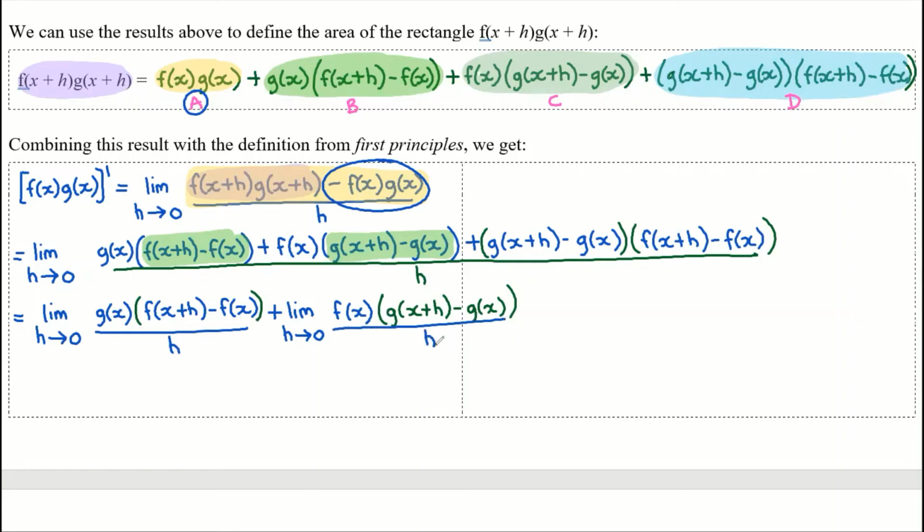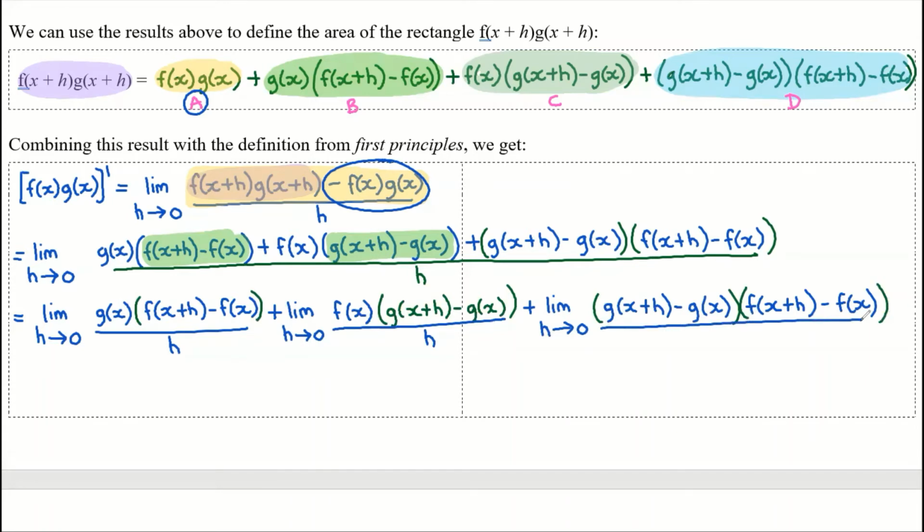Okay, and then we've got one more term. So we've got plus the limit as h approaches 0 of g of x plus h subtract g of x multiplied by f of x plus h subtract f of x. Right, and then obviously that is a product like that, and the whole thing is being divided by h.